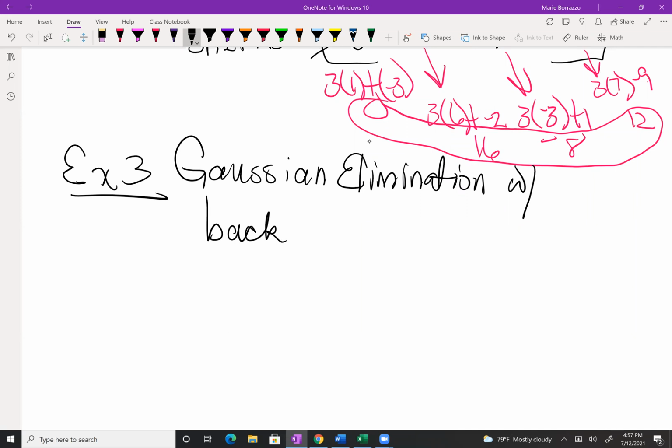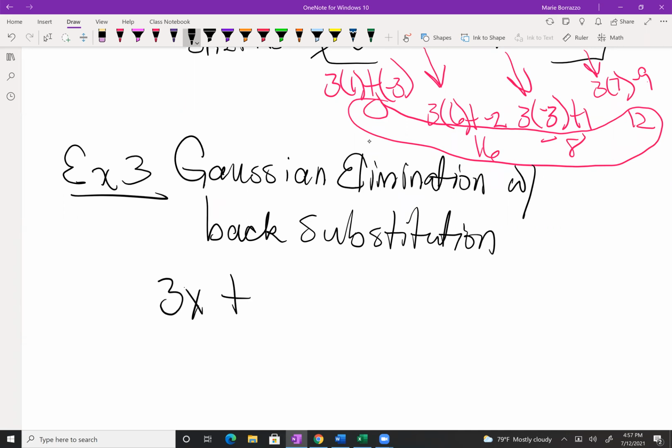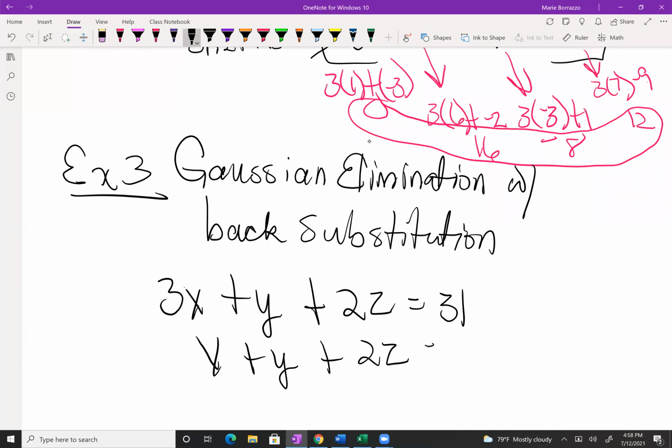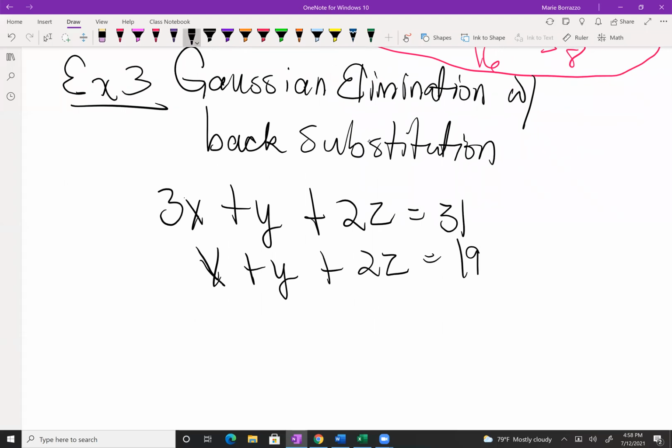So we have this with back substitution. Okay, so here's what you have. You have 3x + y + 2z = 31. We have x + y + 2z = 19. And we have x + 3y + 2z = 25.